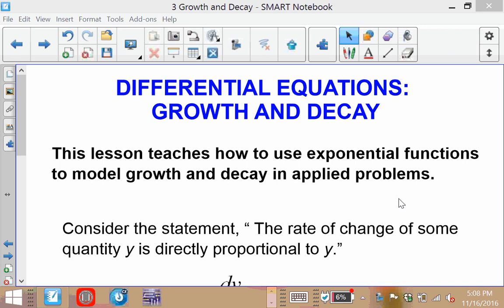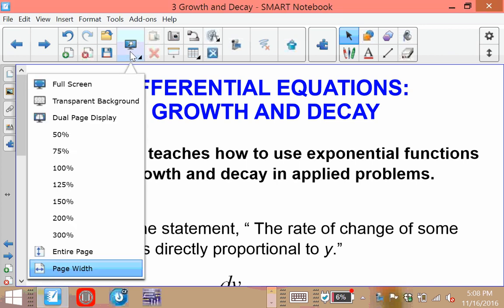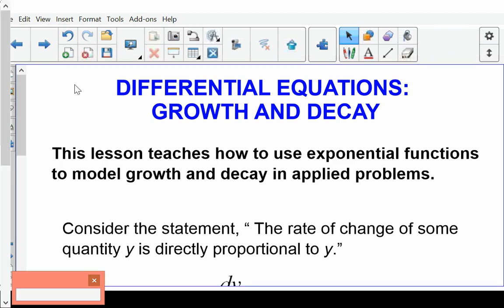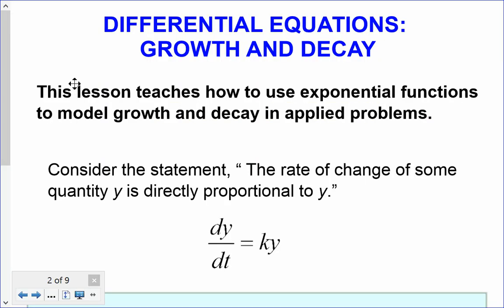Okay, this is another video about differential equations, and this is about growth and decay. So we have done separating variables, so solving differential equations, and slope fields, and now we're going to talk about a specific type of differential equation dealing with growth and decay.